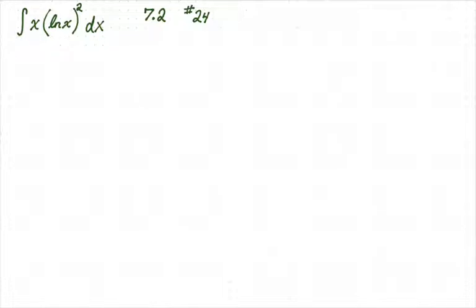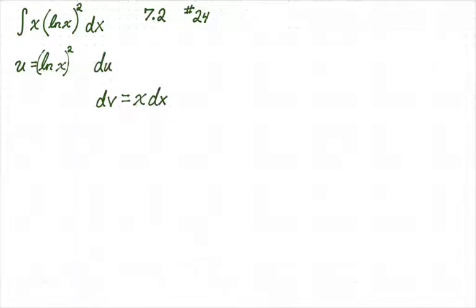7.2 is called integration by parts, so it's a good guess that we're going to have to do integration by parts. So I'm going to let u equal ln of x squared because I don't want to have to integrate that. And then that means that dv is everything else. So in that case, it's x dx.